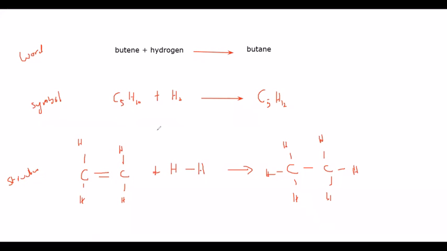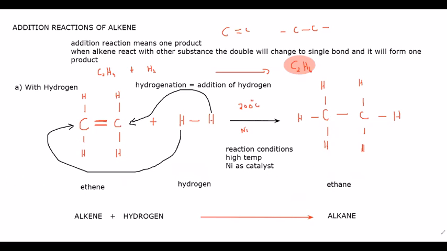And the reaction conditions, you have to memorize. The reaction condition is around 200 degrees centigrade in the presence of nickel as a catalyst. This is one of the addition reactions. There are more addition reactions of alkenes. This is the first kind of addition reaction, which we call hydrogenation. The term hydrogenation means addition of hydrogen.